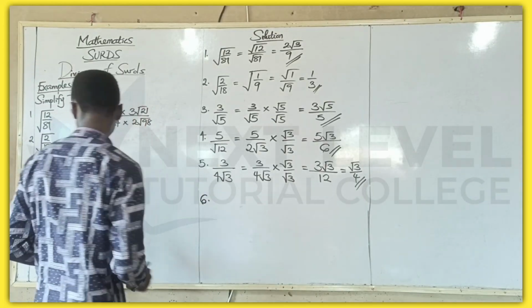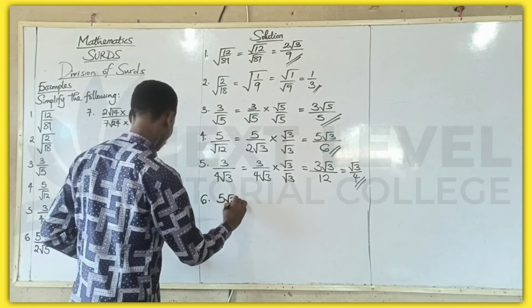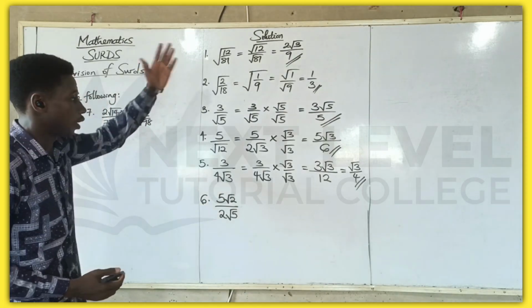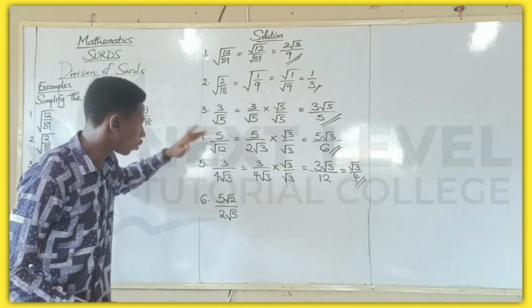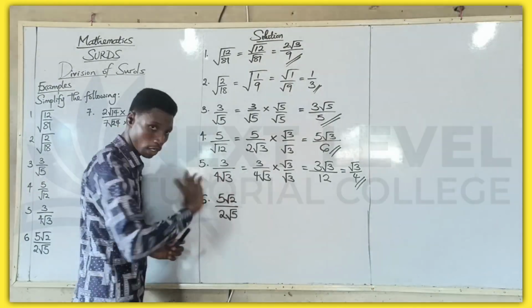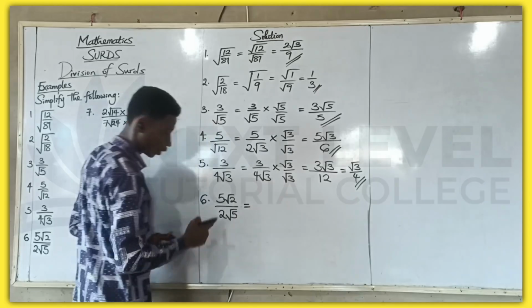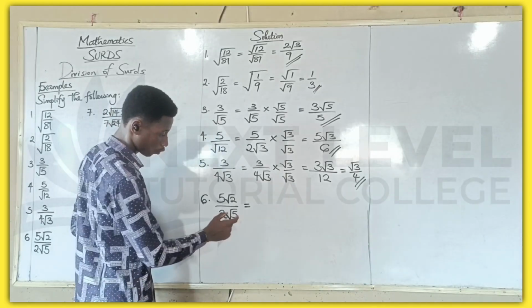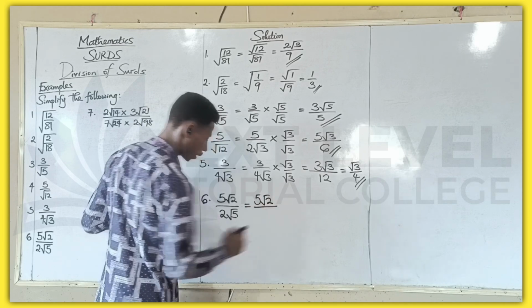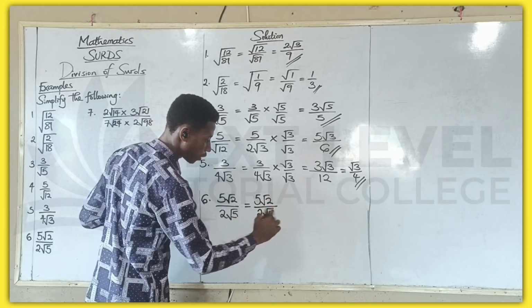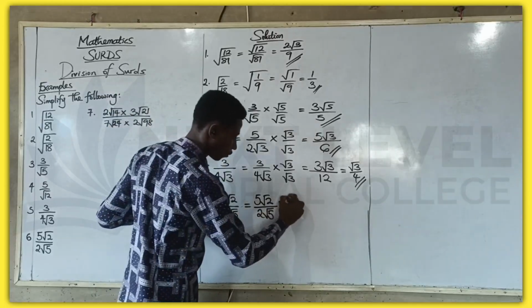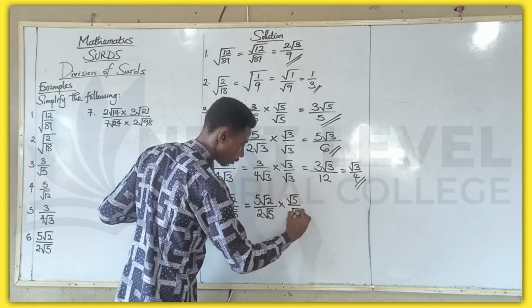Number 6. We have 5 root 2 divided by 2 root 5. So just like we did in number 3, 4, 5, do the same thing here. Remove this root from the denominator. This one is not a problem. This one down here is the problem. We have to remove this root from the denominator. So we have 5 root 2 divided by 2 root 5. We will multiply this, just like I said, by a 1 that will affect this, and we can use root 5 over root 5.